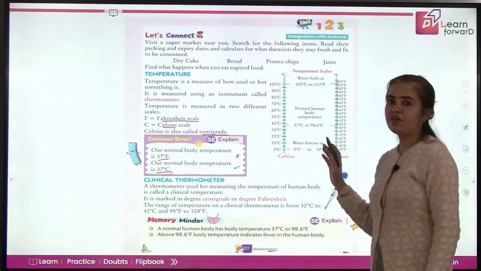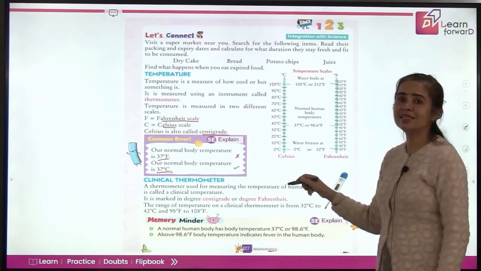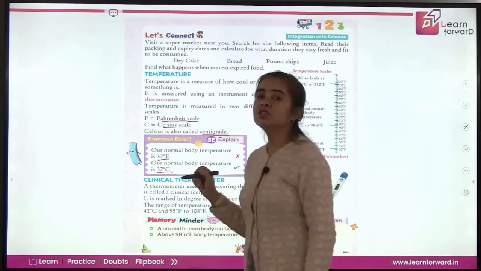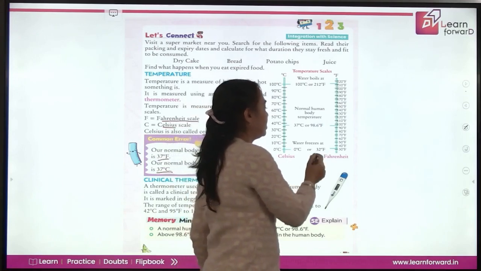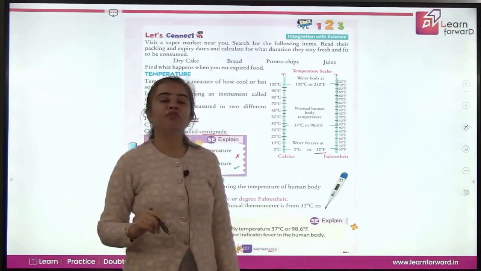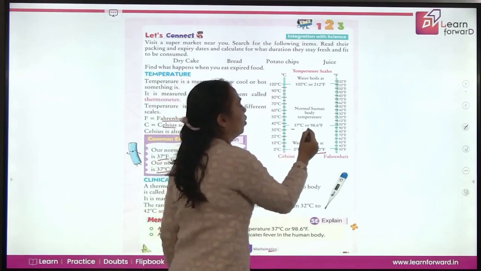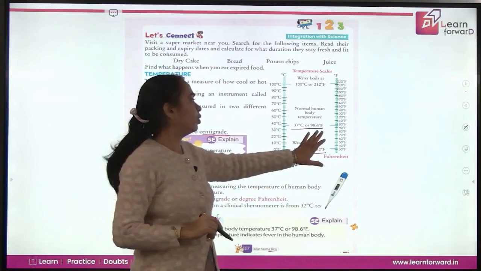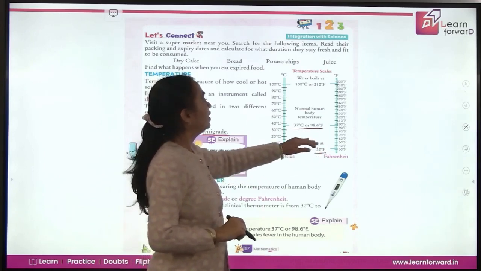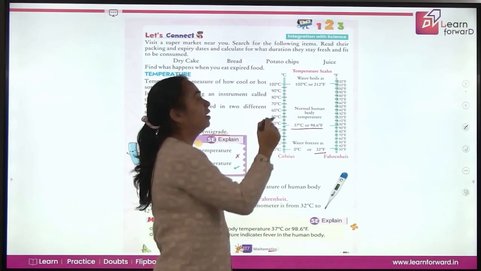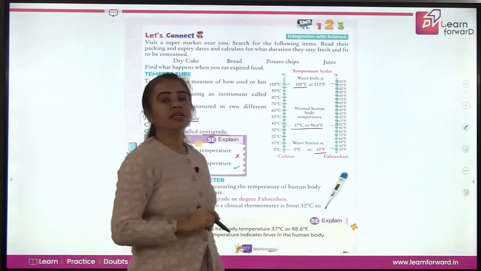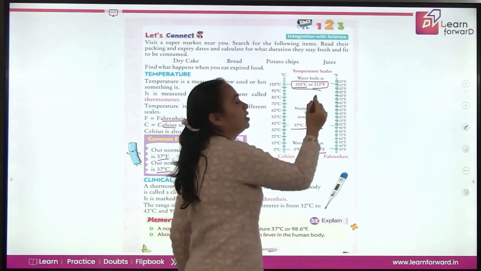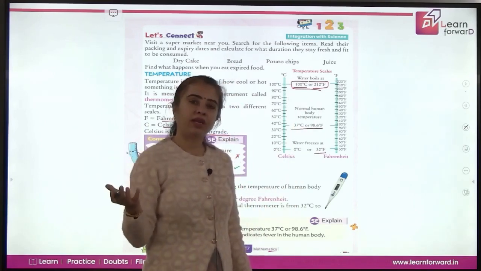So, here we have a comparison. This is the Celsius scale and this is the Fahrenheit scale. What we have at 0 degrees centigrade is the same as 32 degrees in Fahrenheit. And when we talk about our body temperature, this is 37 degrees in centigrade or 98.6 degrees in Fahrenheit. Then we go above this and we have 100 degrees centigrade, which is the same as 212 degrees Fahrenheit. This is the temperature at which water starts boiling, right?